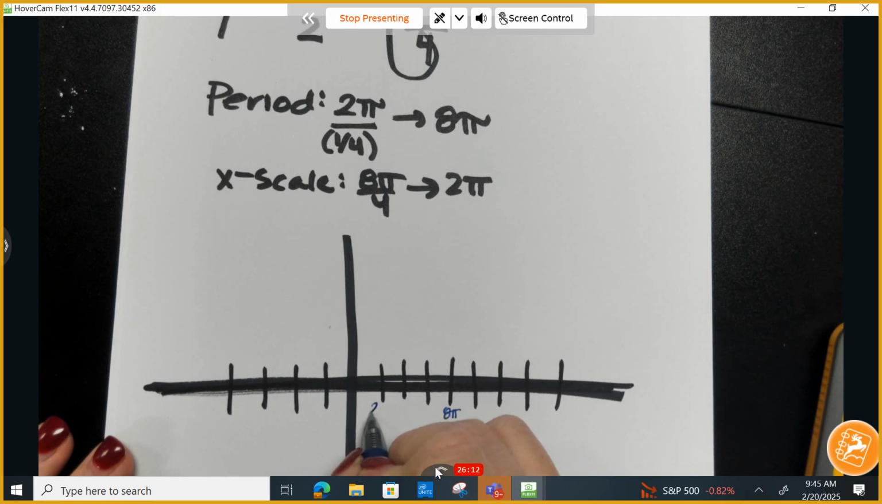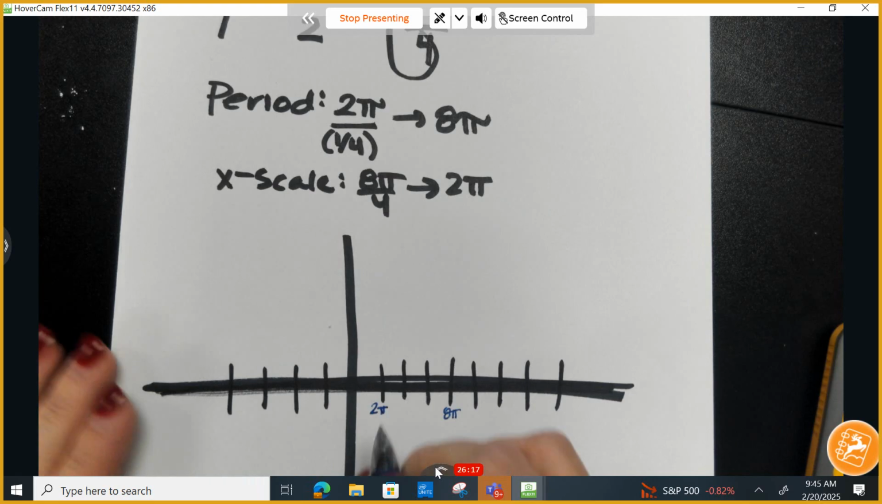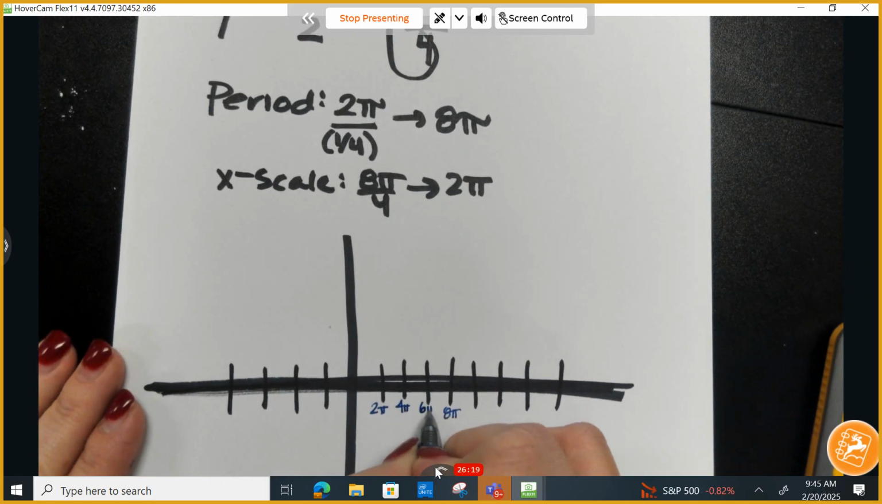Now the x scale is 2 pi. Now this is easy because we can count by 2 pi's. 2 pi plus 2 pi is 4 pi. 4 pi plus 2 pi is 6 pi, and then 8 pi. So this is easy. We're just counting by 2's.